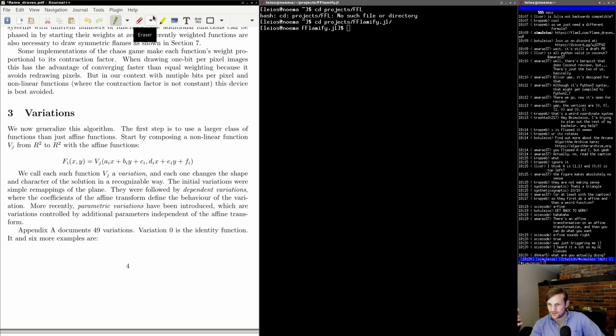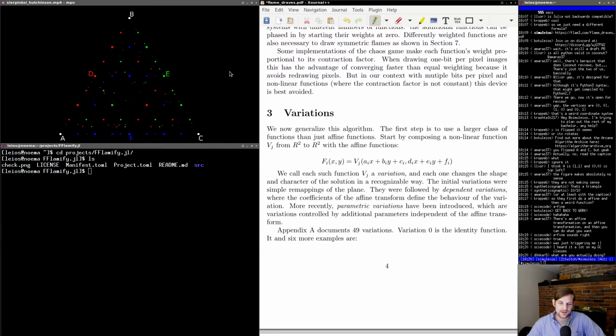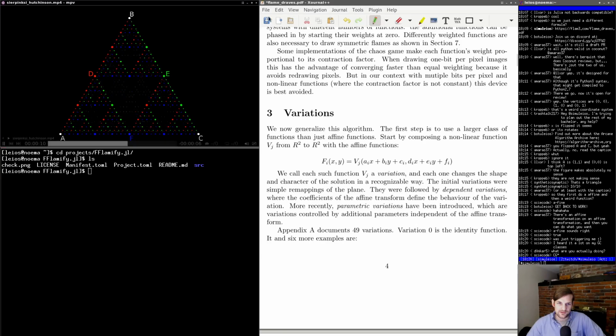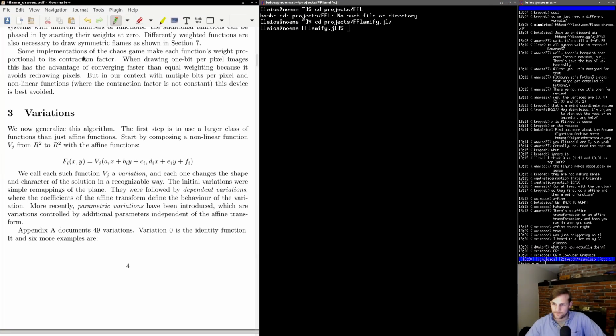I just heard it a lot in my GC class. What are you actually doing? We're implementing a fractal flame method. I think that's what it says. Yeah, fractal flames. Okay. Anyway, we're implementing a method to generate essentially weird fractal shapes like the Sierpinski triangle and stuff like that. So, computer graphics. Yeah, that's fair enough. Okay.